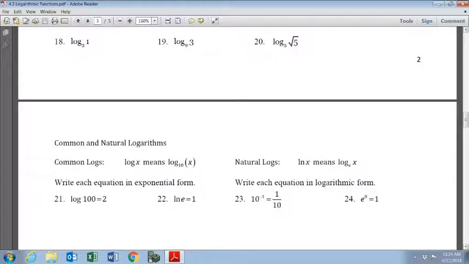All right, let's move on. On number 18, what exponent do you put on a base of 3 to get 1? That would be 0. Whoops, got ahead of myself there. On number 19, what exponent do you put on a base of 9 to get 3? Well, we saw earlier that 9 to the 1/2 power would be the square root of 9, which does give us 3. So here the exponent would be a half.